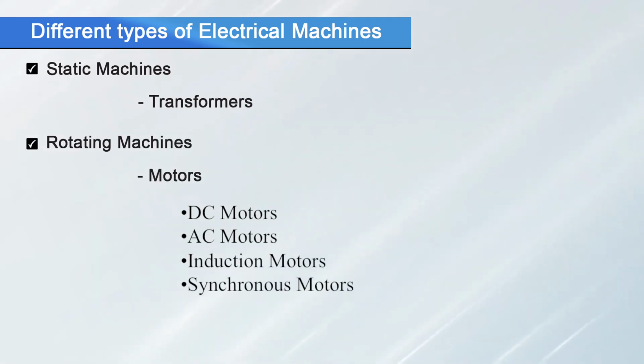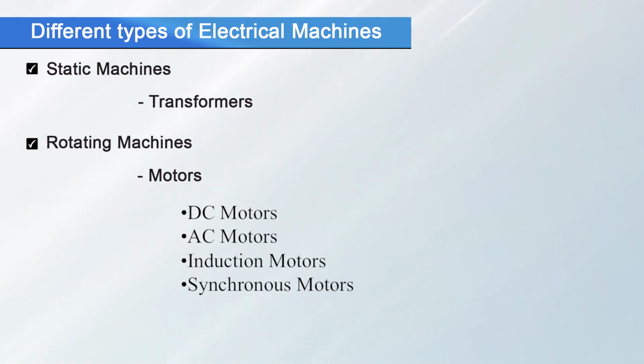Let's begin with the different types of electrical machines. They can be broadly classified into two categories based on their structure, that is static machines and rotating machines. Further, they can be classified as DC machines, AC machines and transformers.